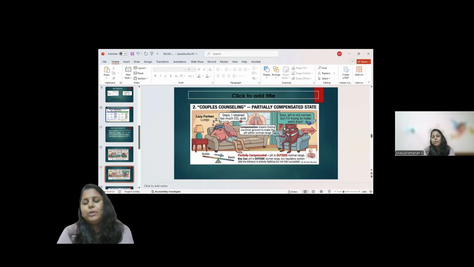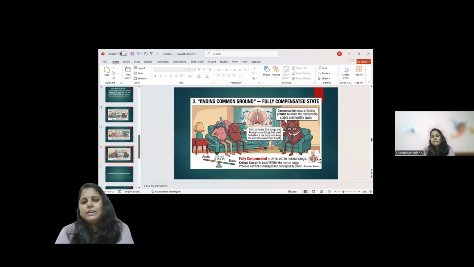But one person is ready to adjust back to their normal state. Likewise, here the kidney is trying to compensate in order to keep the pH within the normal range. So partially compensated means the pH is still outside the normal range. The key clue is that the pH is outside the normal range, but a regulatory system like the kidney is actively fighting, though not fully succeeding. They are trying to compensate, but it will not be fully compensated. Still the pH is outside the normal range. That is called the partially compensated state.